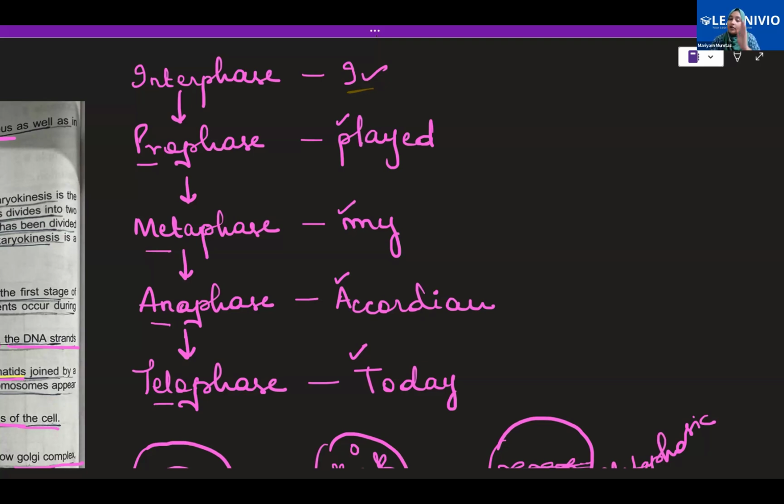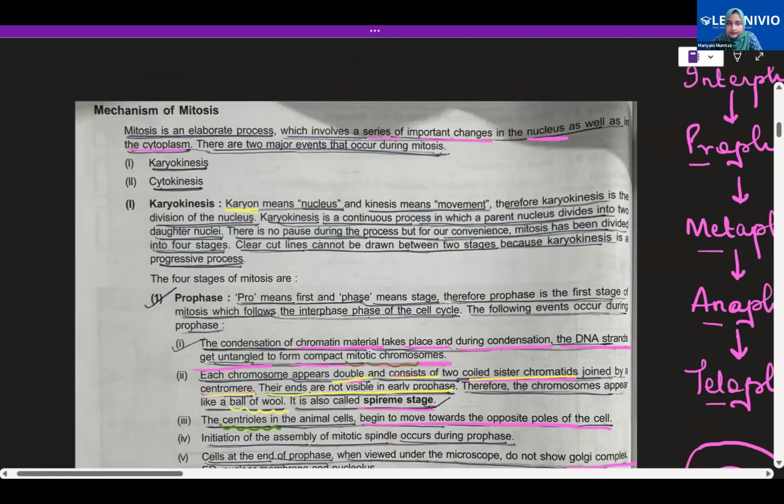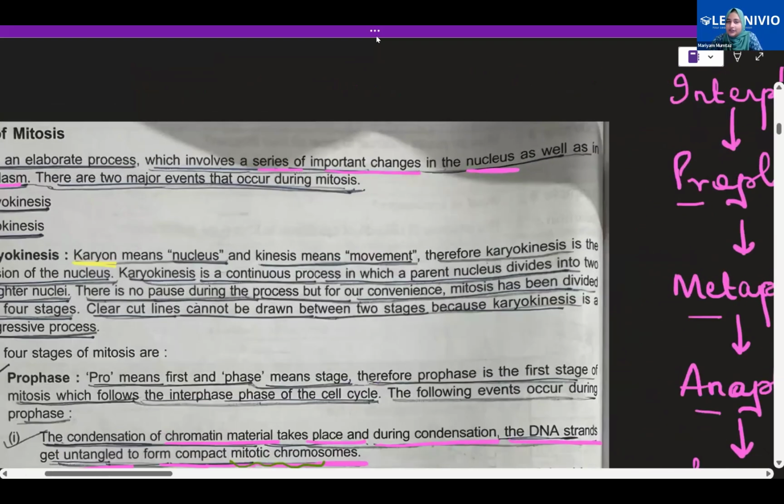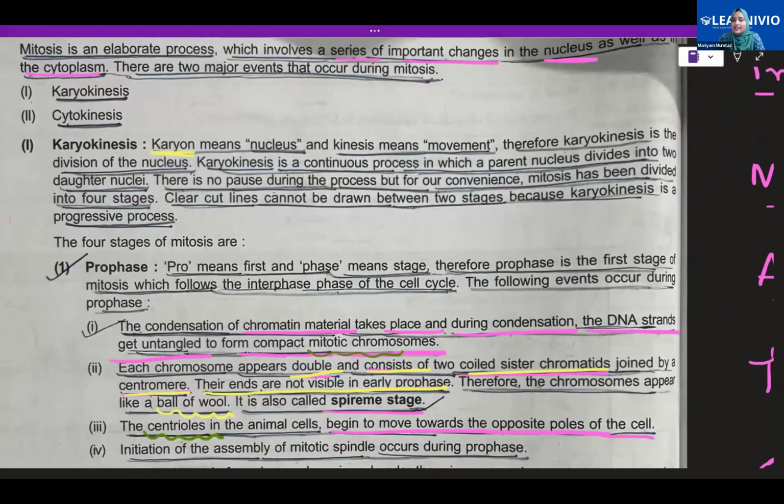But always remember, no matter whatever you use, Hindi, English, whatever, the sequence is going to stay the same. Clear? You can't change the sequence. Now, karyo means nucleus, and kinesis is movement. So here it is a process wherein first the nucleus is going to divide. The first stage of karyokinesis is prophase. Pro means first and phase means the stage.